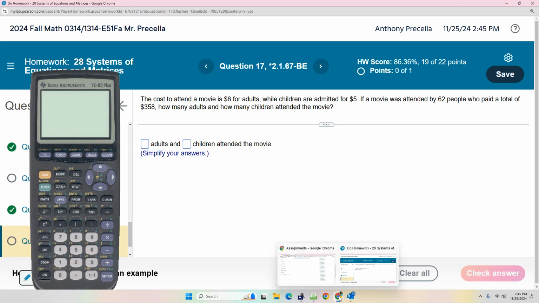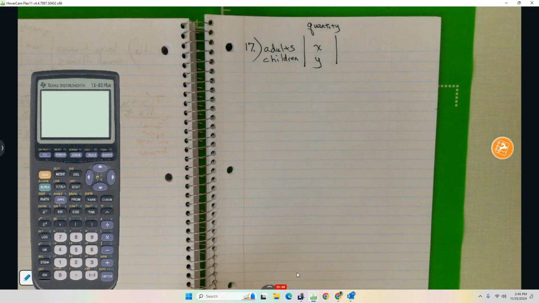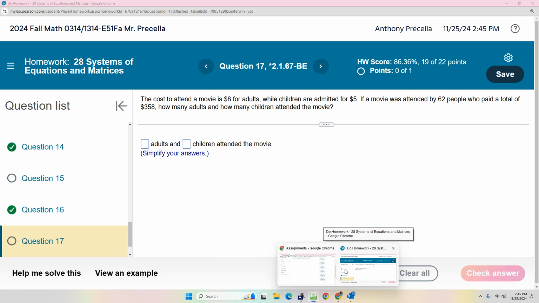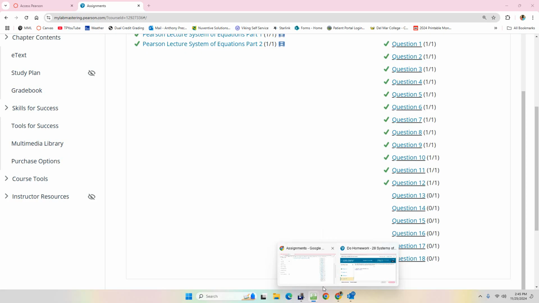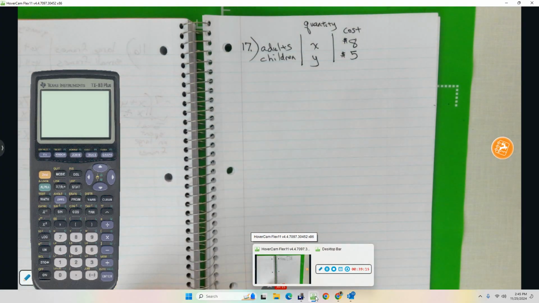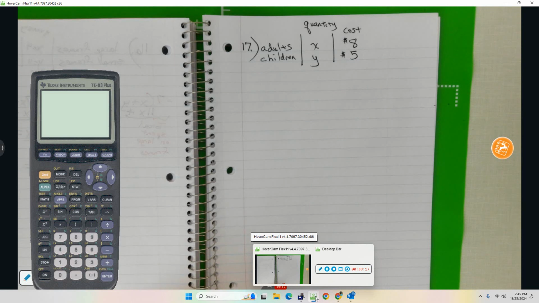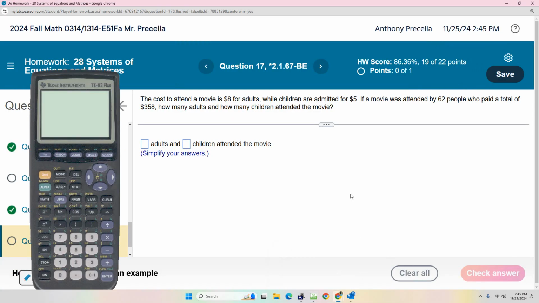Whereas on that other one, they gave us some dollar amounts also. They told us that the cost for each adult ticket is $8, but children tickets only cost $5. Let me give you all a moment to figure out where we are going to put those totals. Once you have this made up like this, let's look at the totals. They say a total of 62 people attended the movie and they paid $358.